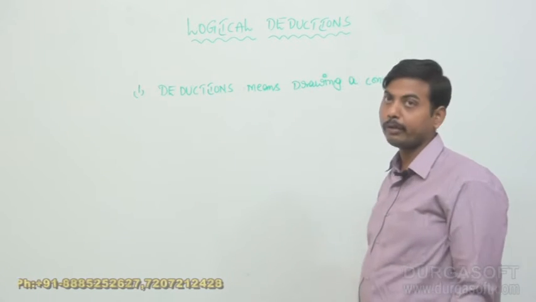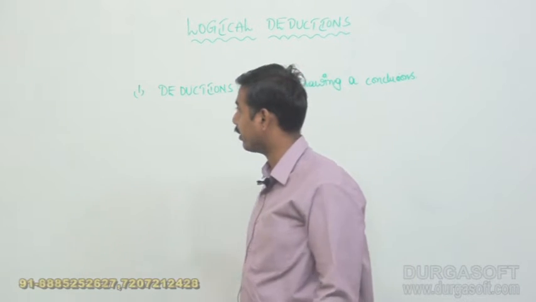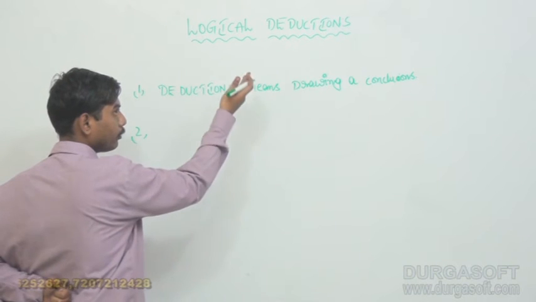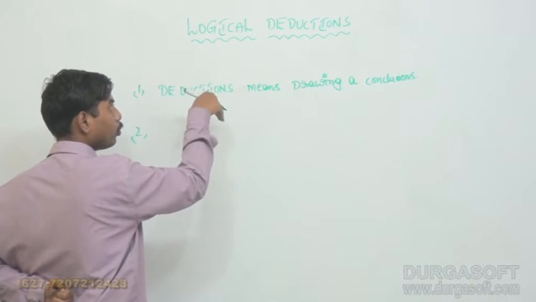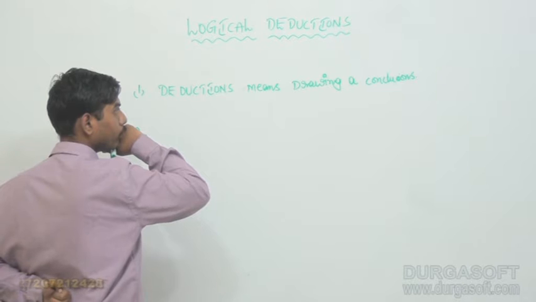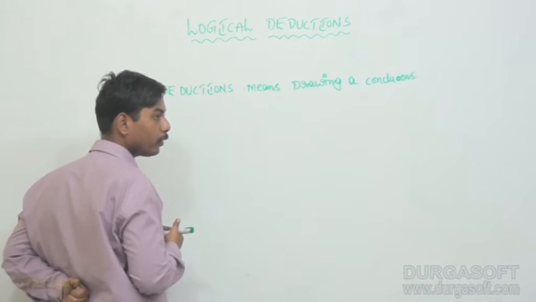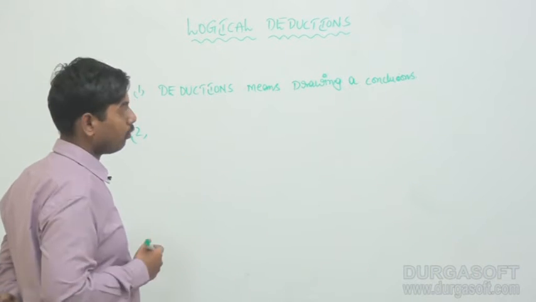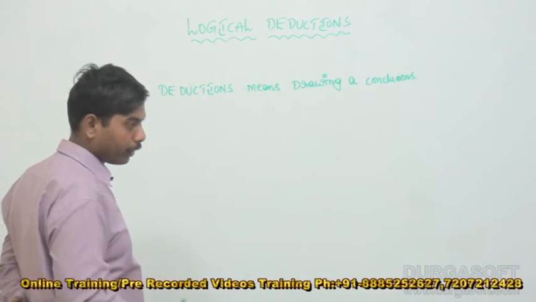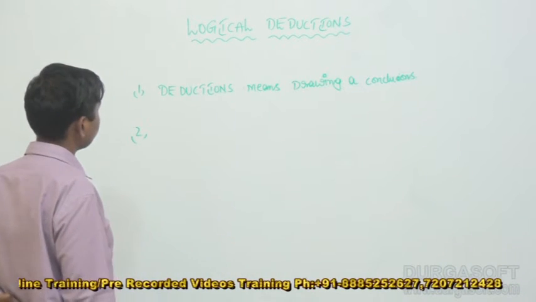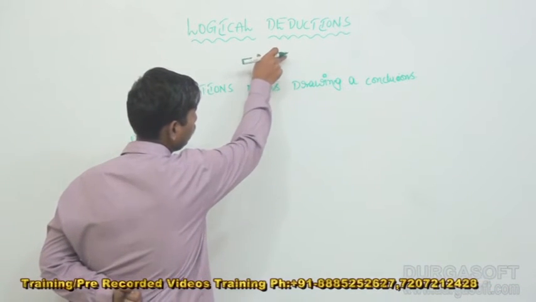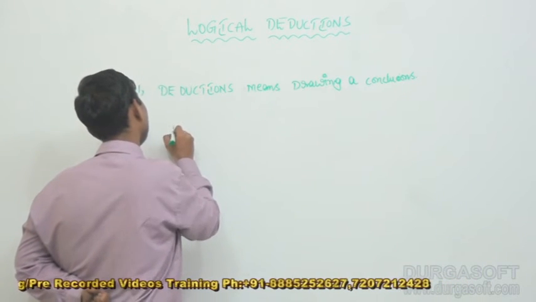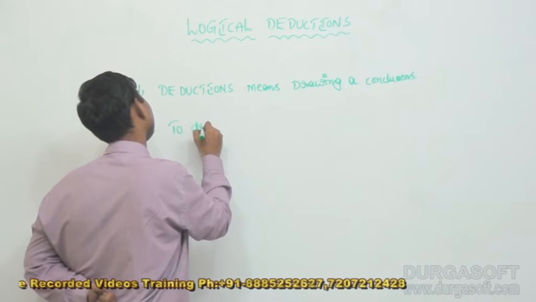Now to draw the conclusions, we have to depend upon something. So from where do we have to depend for drawing a conclusion? To draw a conclusion we have to depend upon statements. Statements are important things for us to draw a conclusion. Logical deductions means logically we have to draw a conclusion. That is what it means.